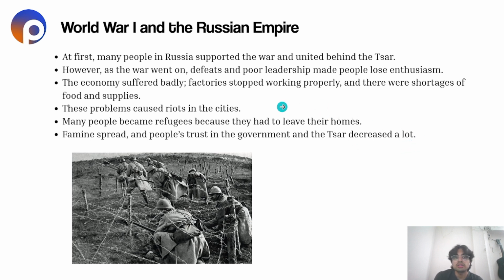So, after the war, there were many problems. Riots were caused, factories stopped working properly, and shortages of food and supplies happened. Famine spread, and people's trust in the government and the Tsar decreased a lot.